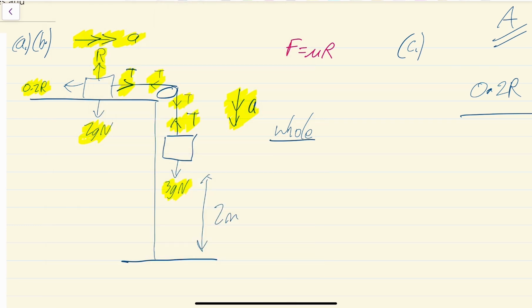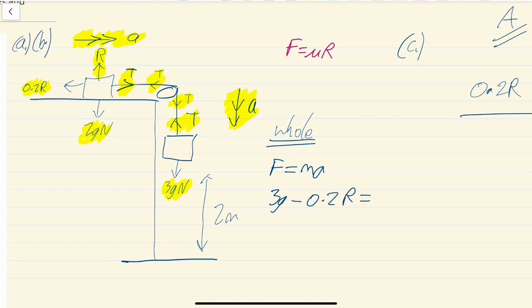So we consider the whole system and we're going to use F equals ma. So that's my force equals my mass times acceleration. The force that's getting this thing going is a 3g. Going against that is a T. Going for that is a T. Going against that is another T. Going for that is another T. So these T's cancel each other out, so we can forget about them. The only force getting this thing going is 3g, and going against that is 0.2R.